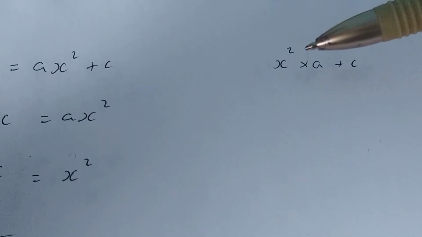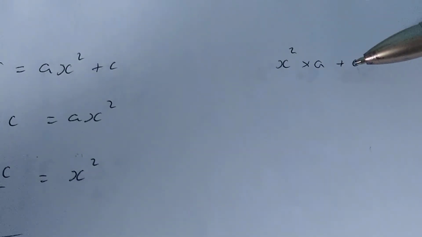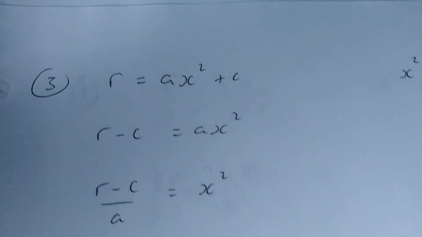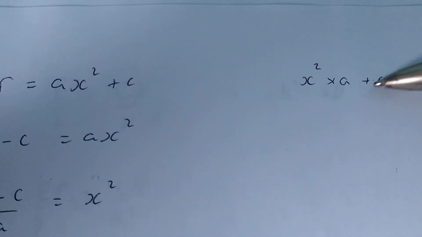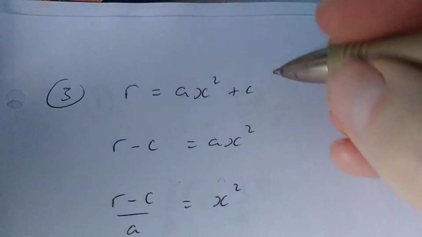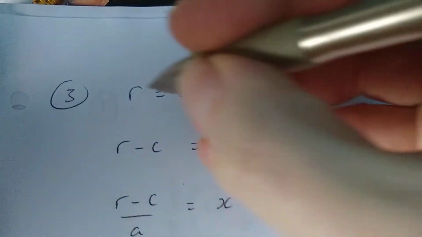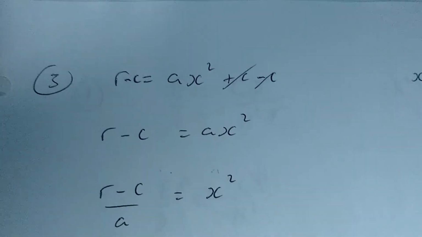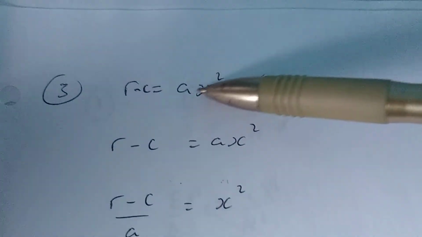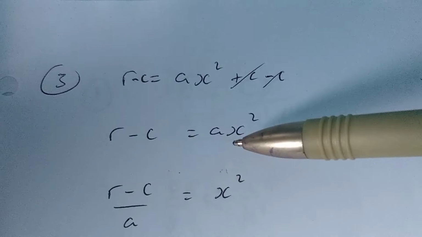So again, we've squared x, we've multiplied it by a, and we've added on c. So we need to undo that. So the first thing we undo is the last thing that we've done. So we've added on c. So to undo adding c, I'm going to subtract c from both sides. So c minus c will be 0. So I'm left with ax squared equals r minus c.